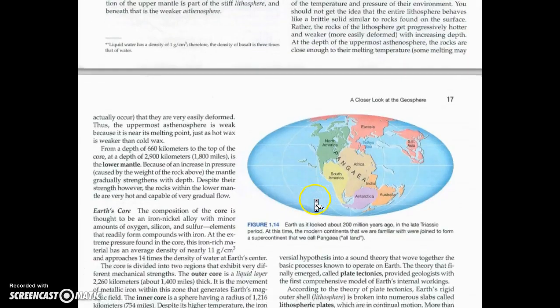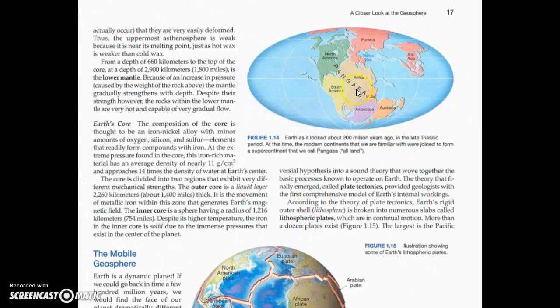Let's see, moving on here, we'll be using terms like Pangea. Pangea was the most recent supercontinent, about 200 million years ago, 200 to 240 million years ago. All the continents were connected in some way, shape, or form.